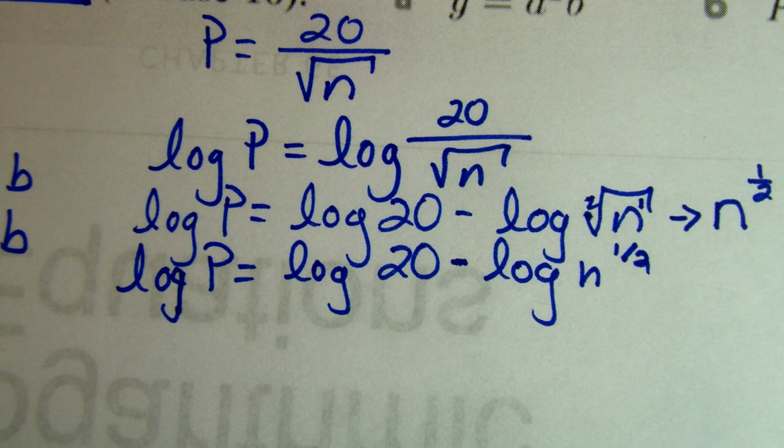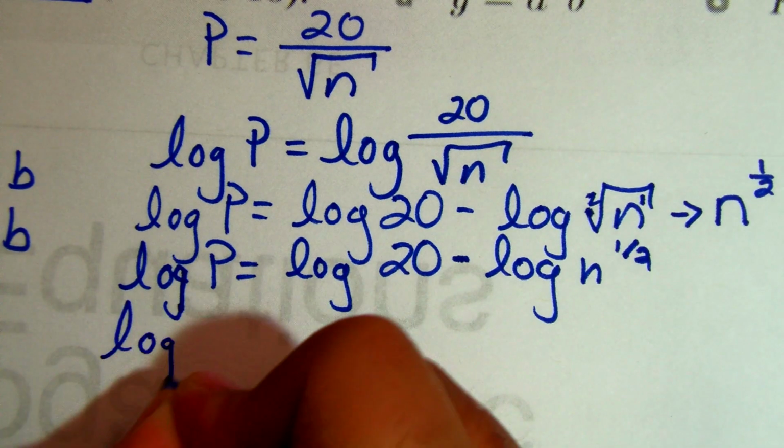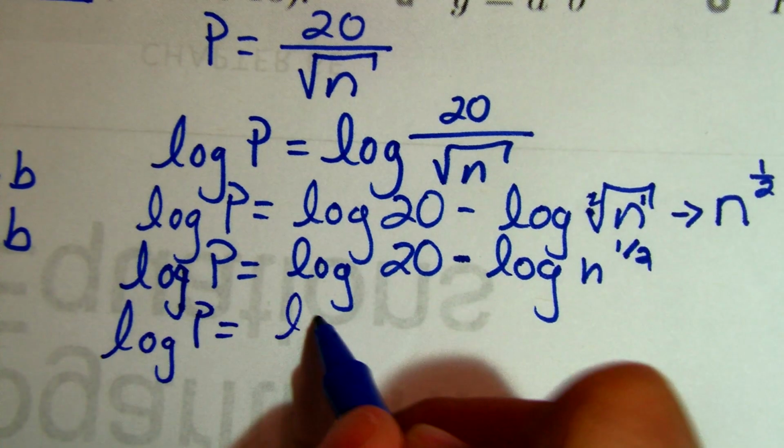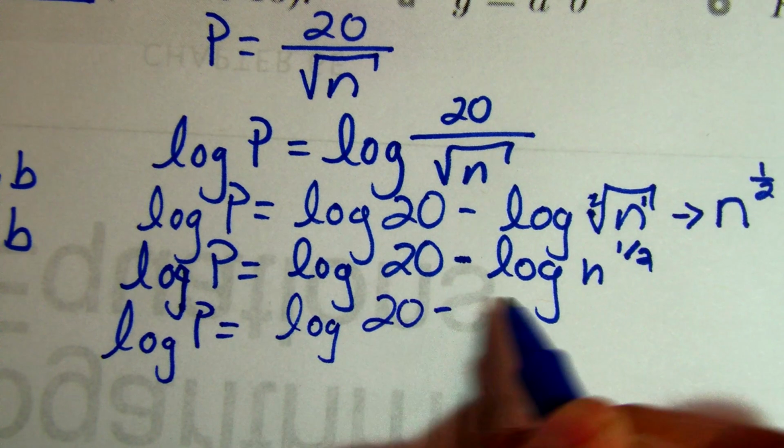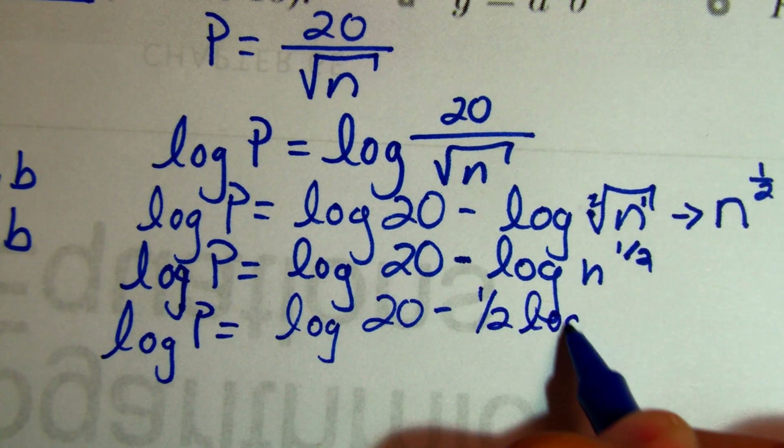ln is natural log, and it's just a different type of log. So it's the same property, same thing that we're doing. It's just a different type of log. Exponents become what? Coefficients. So log P is equal to log 20 minus 1/2 log N.